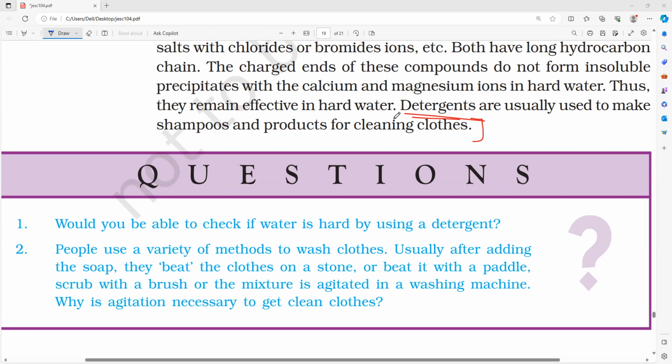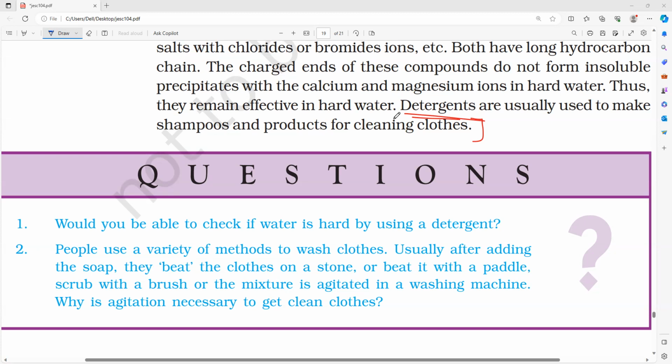Advantages. Second, you write: detergents can show good cleansing action even in hard water, which consists of salts of calcium and magnesium.